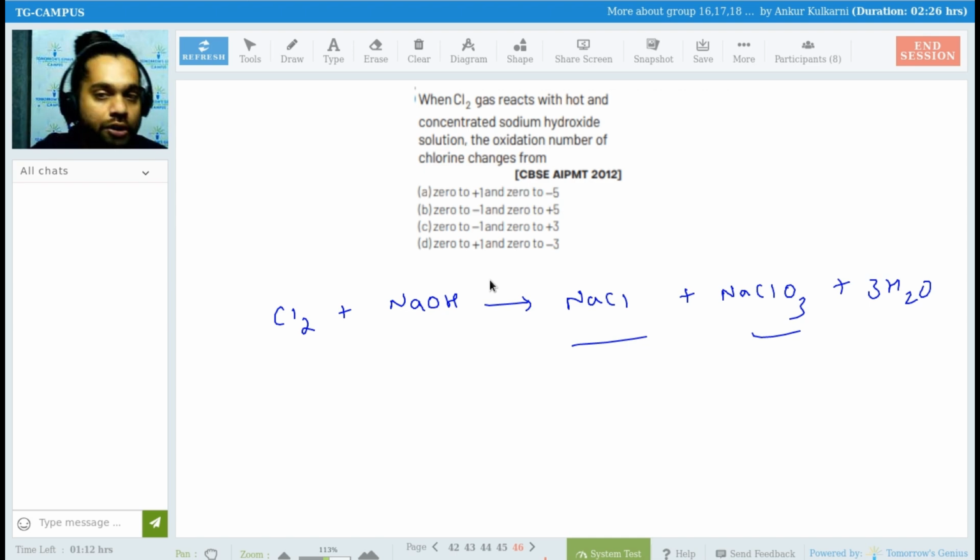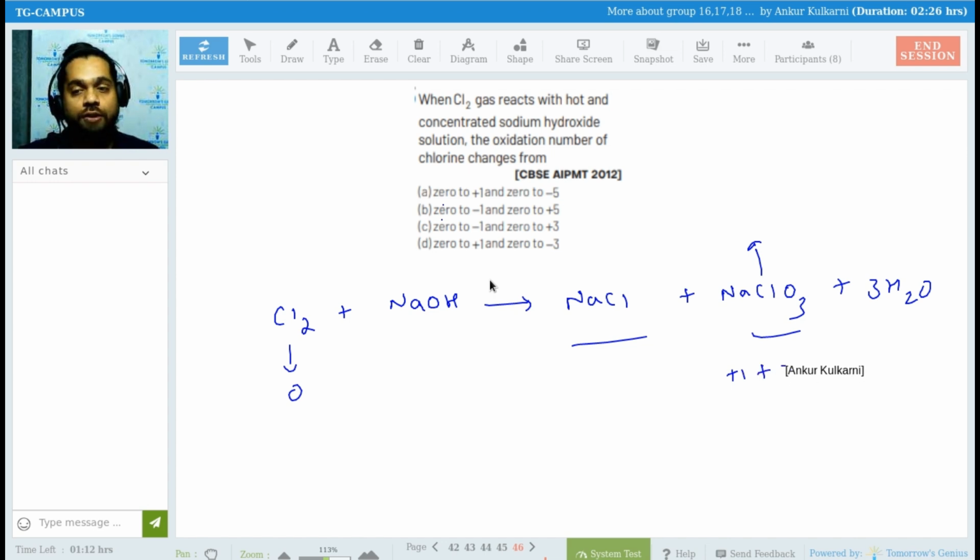Chlorine is what? Over here we know chlorine is 0, and that is given in all the options. What is the oxidation state over here? Sodium is +1. Chlorine we are finding out, so X. Oxygen is -2, so 3 into -2 is -6. The sum is equal to 0, so X is +5. That's it, you have got your answer. X is +5, and over here it is +1 and -1. That's why the option is B.